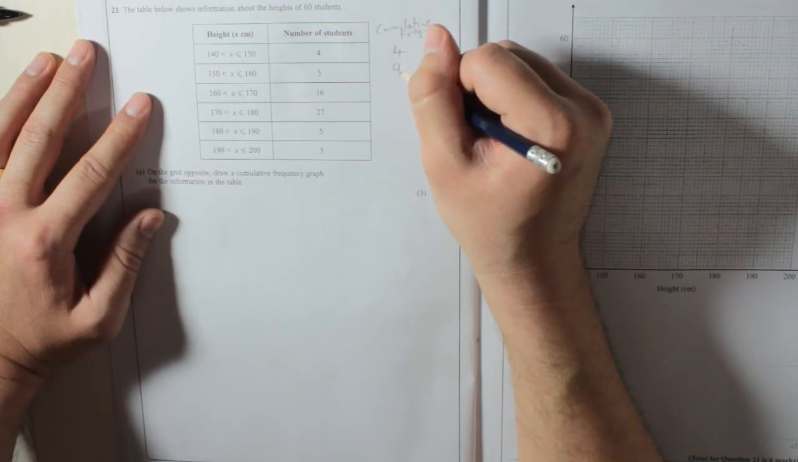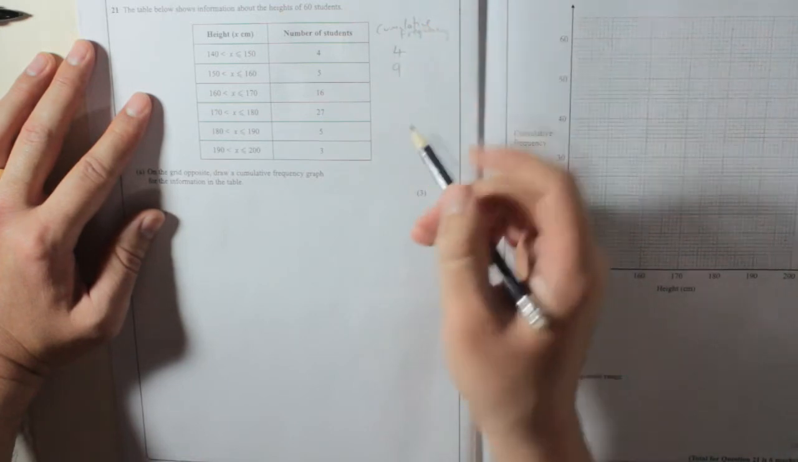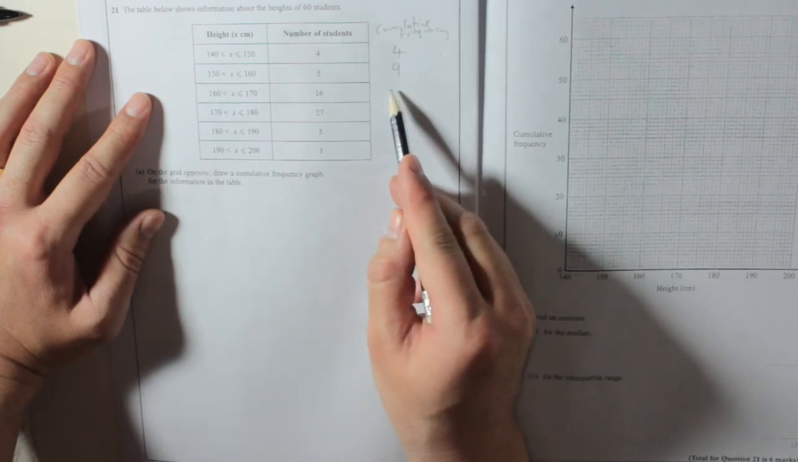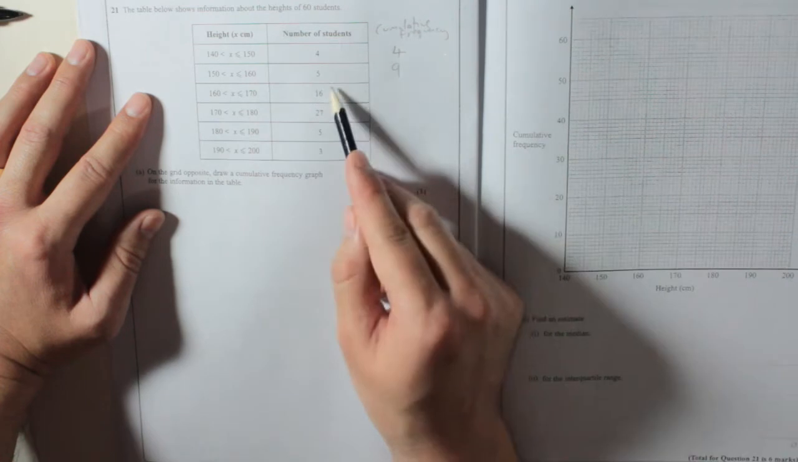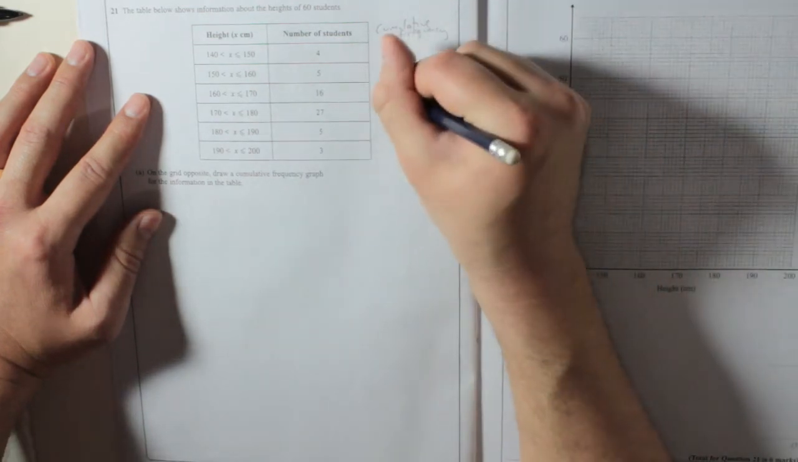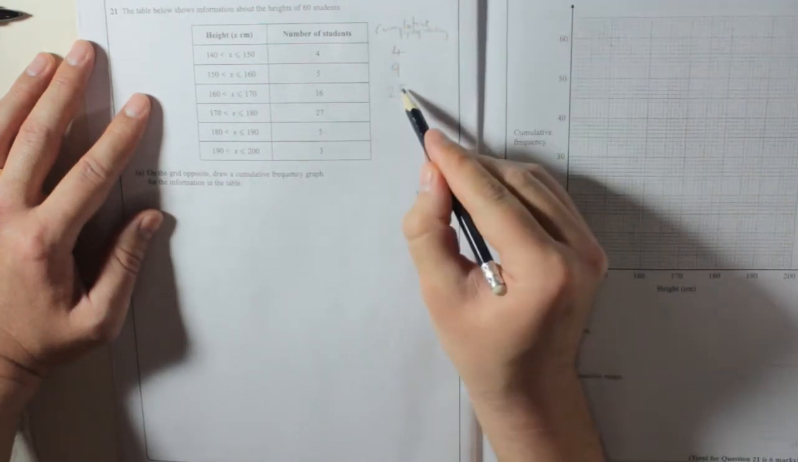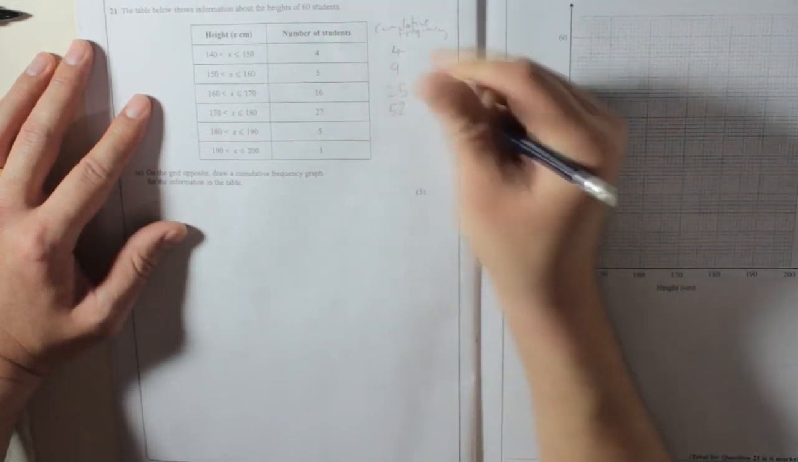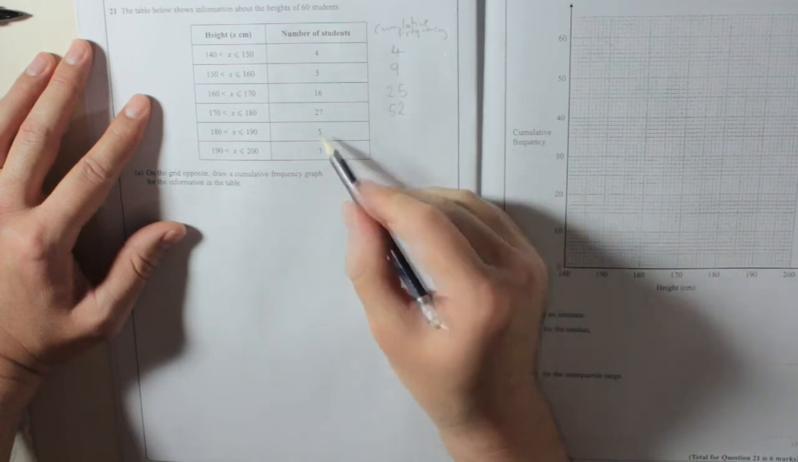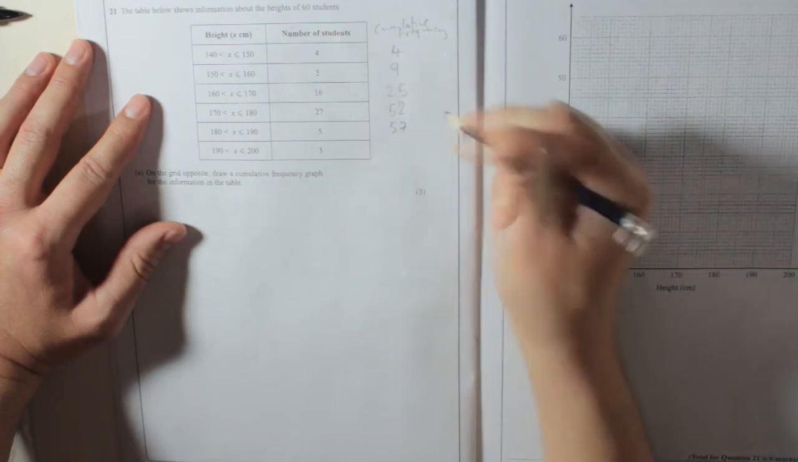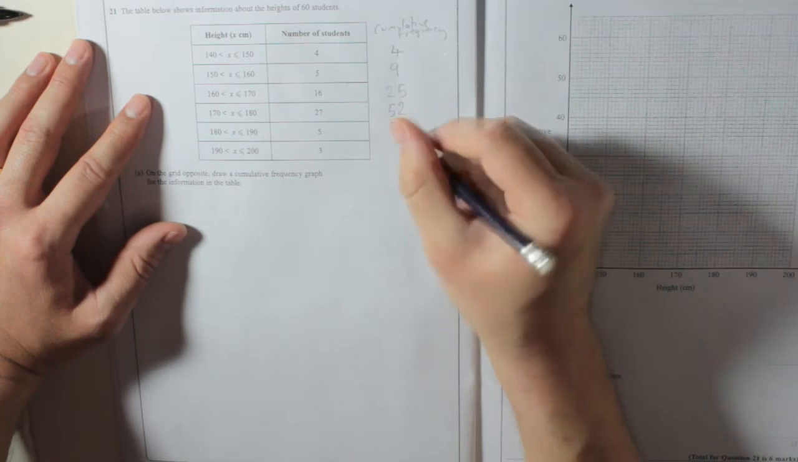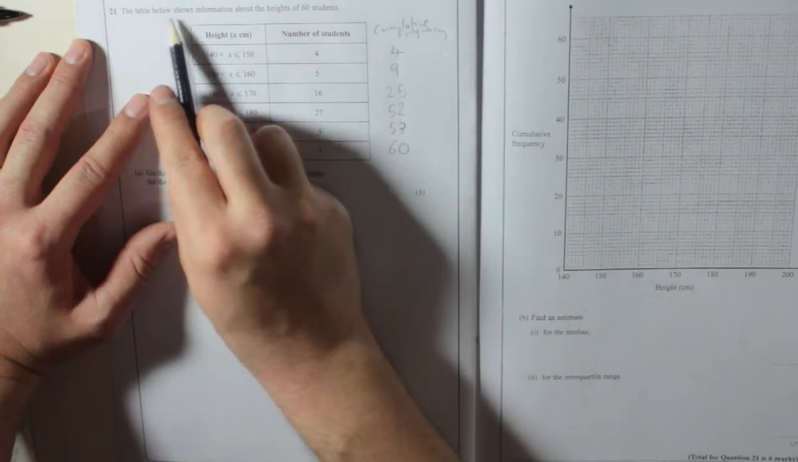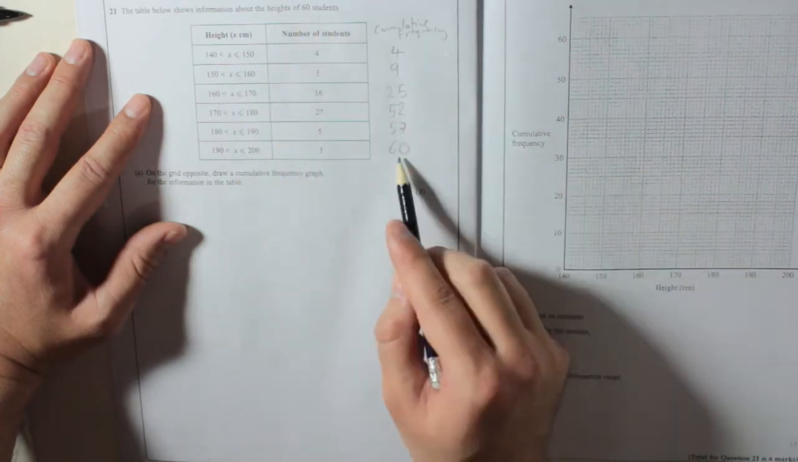Then you've got to add 16. So remember, you're adding them all up. So this one here is going to be 16 plus the 5 plus the 4, which is 16 plus the 9, and that is 25. And now you've got to add on the 27. So 25 plus 27 is 52. 52 plus 5 is 57. And 57 plus the 3 is 60. You should make sure you get the right number, because it says the table shows information about 60 students, and we've just got 60.